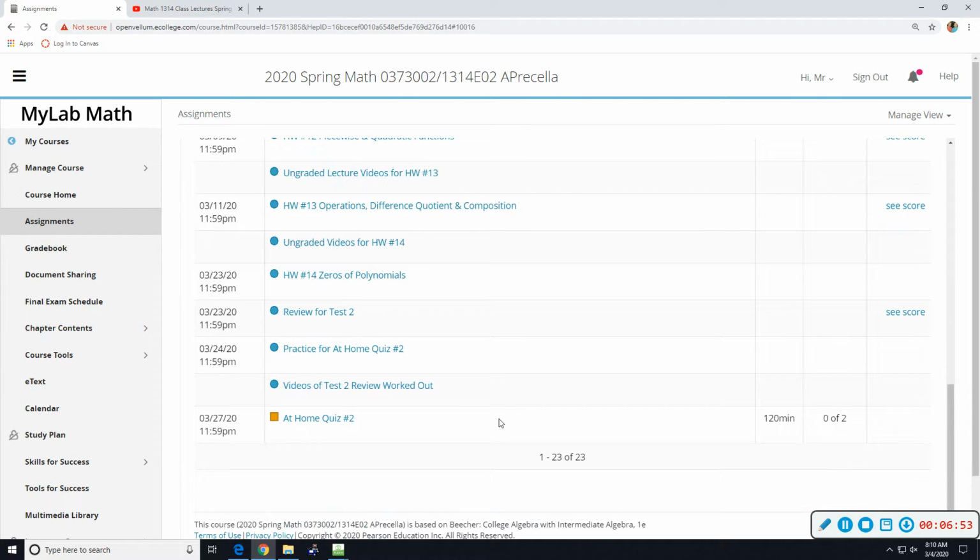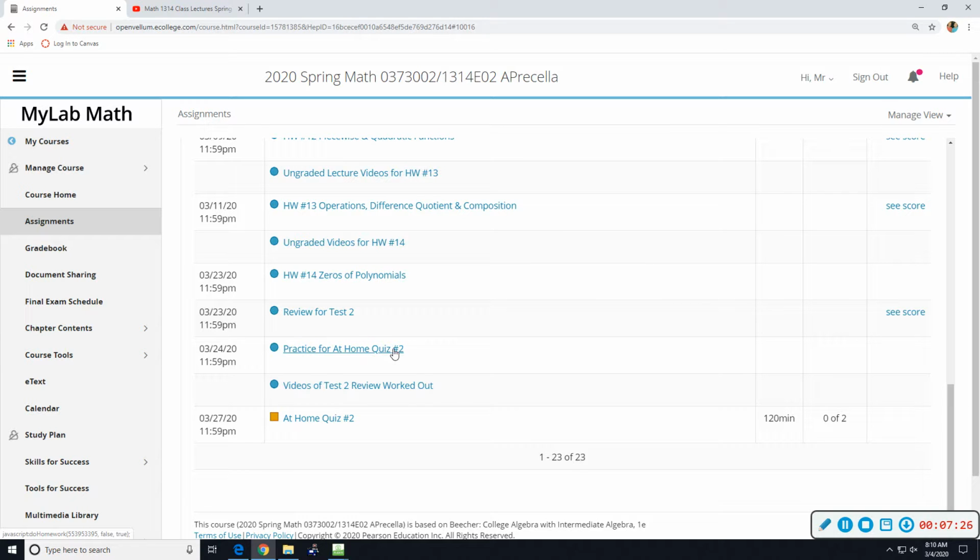And now the at-home quiz 2. Some of you may not be taking these at-home quizzes. If you think, I'm going to make an A in college algebra, so I'm not worrying about the intermediate algebra grade, it'll be an A. But everything else is graded. This review for test 2 is a homework assignment. It's graded. The practice for at-home quiz 2 is a graded homework assignment.